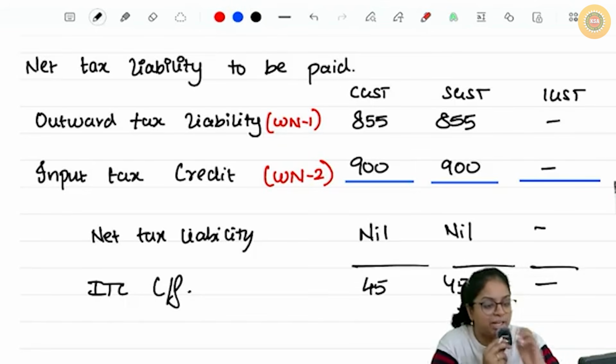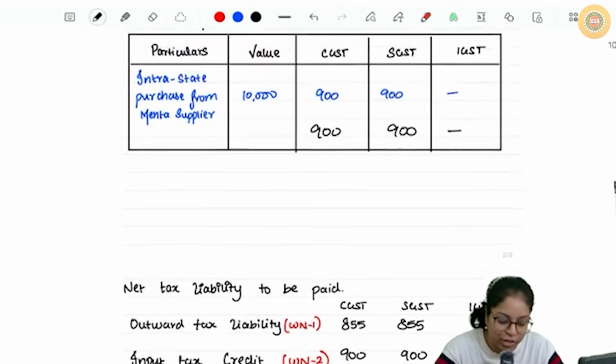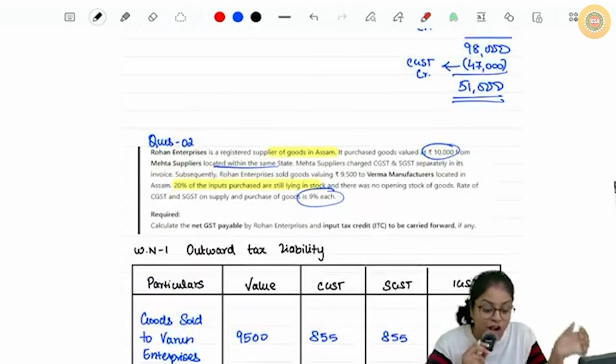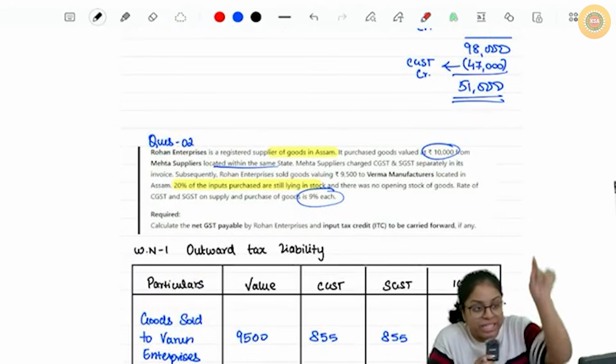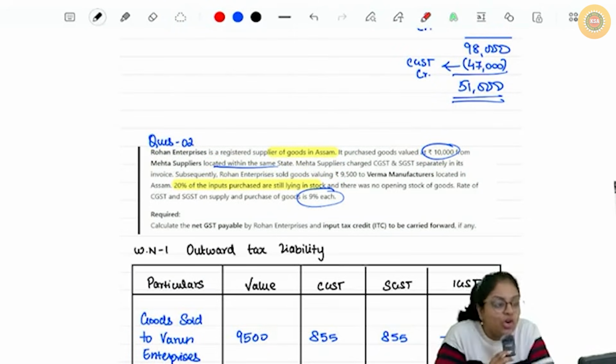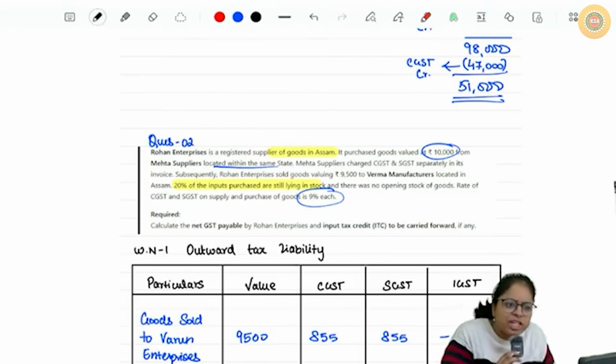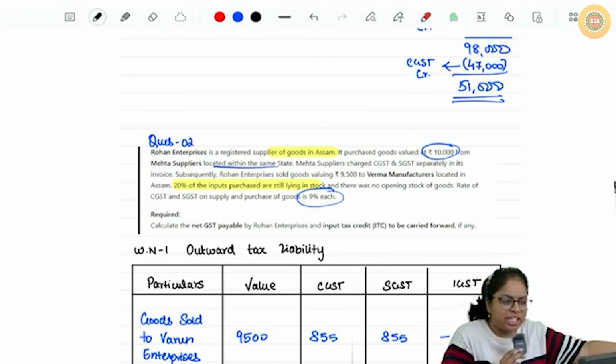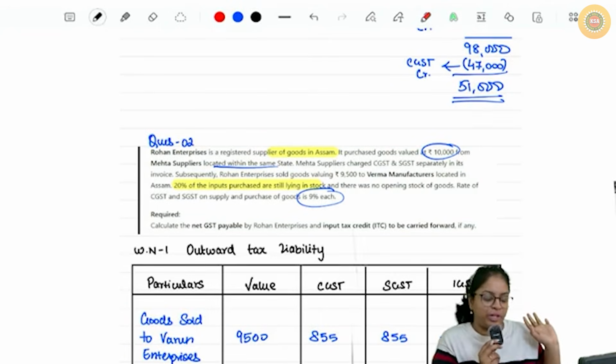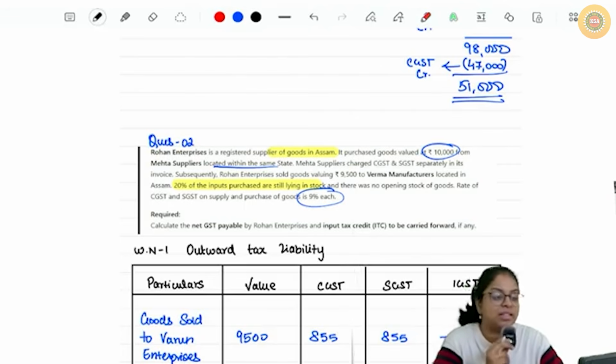So this was the second question that we have solved. The only important part in this question was that line which said 20% of inputs purchased are still lying in stock. There is no difference that it is going to make. I have purchased and paid GST on my purchases, so I will be allowed to take ITC, right? So that ends the discussion of the second question.